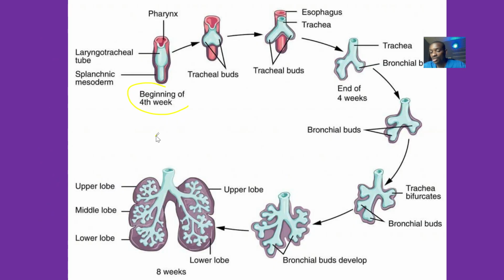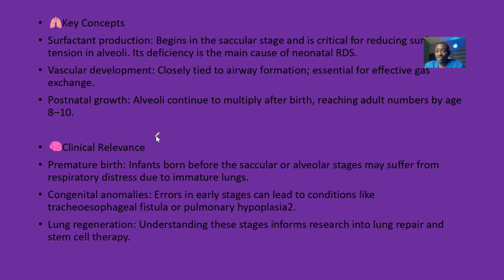Do you understand? So that's why even if a baby is born when they already have alveoli, they still need support, because you need many more alveoli. So the clinical relevance is that if a baby is born before their time, they might suffer more from breathing issues. Then congenital anomalies.